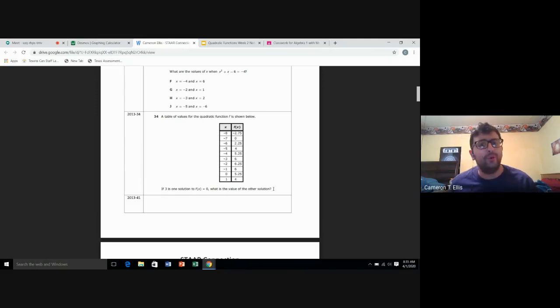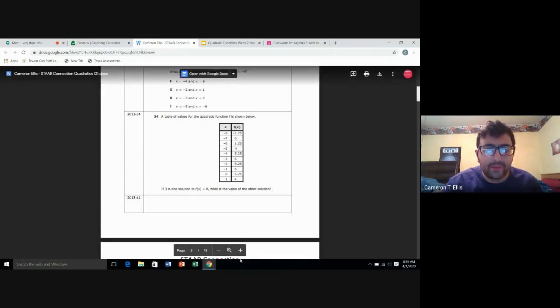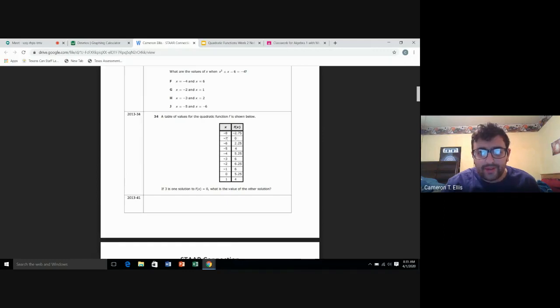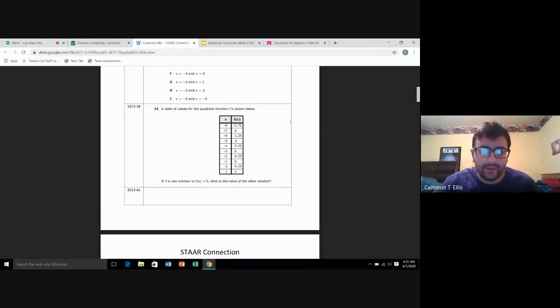All I want y'all to look for, because it says f of x equals 0, right? So I'm just going to look for a 0 on this f of x column. And I think I see it right here. And what is the x number to the left? I think that'll be my answer, right?